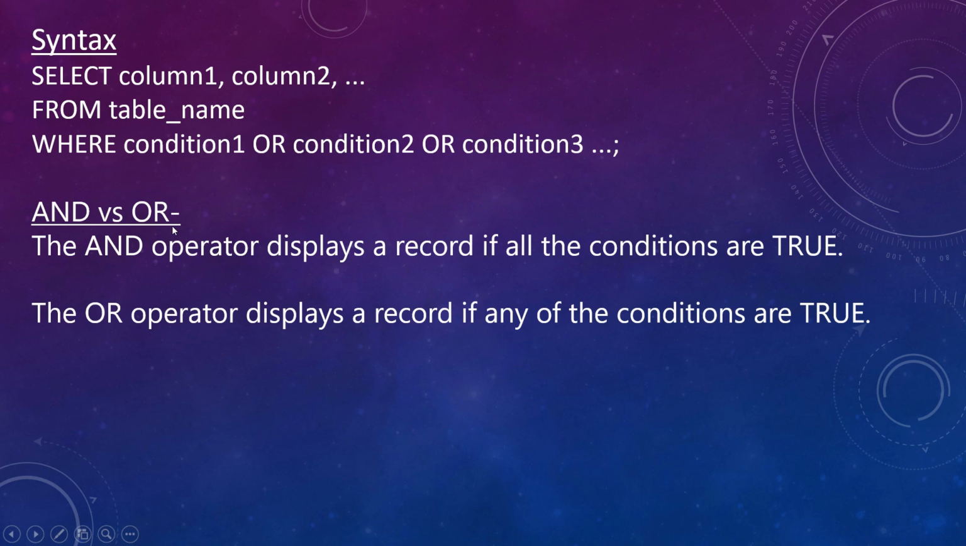And versus OR, this we have already discussed: the AND operator displays a record if all the conditions are true, whereas the OR operator displays a record if at least any one condition is true. That is essentially the difference between AND and OR.